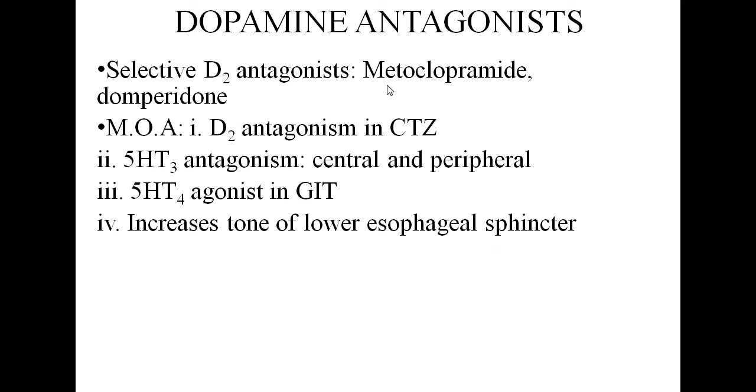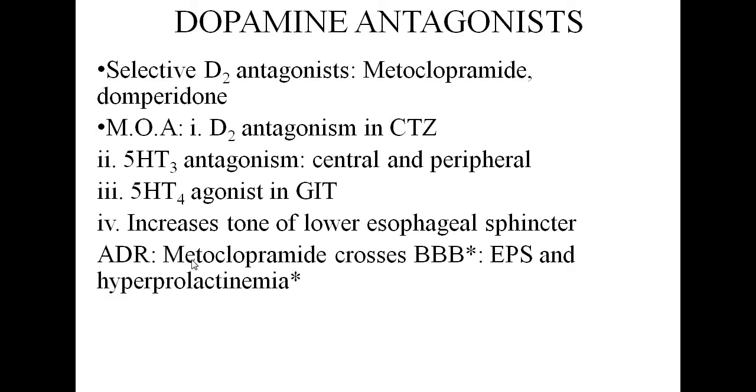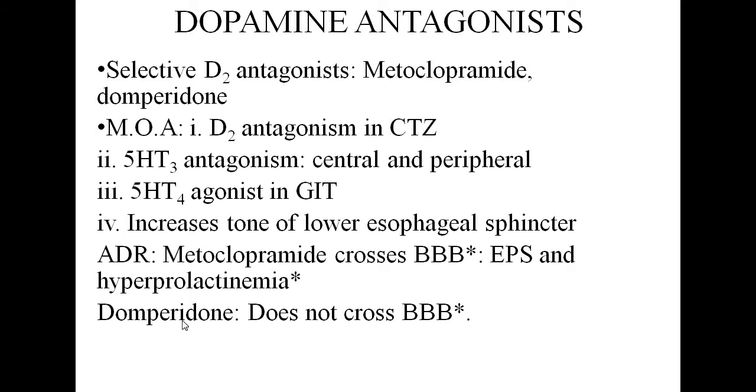Now one of the major differences between metoclopramide and domperidone is metoclopramide crosses the blood-brain barrier. Therefore, it can produce extrapyramidal symptoms or drug-induced Parkinsonism and hyperprolactinemia. Domperidone does not cross the blood-brain barrier, therefore it does not have this adverse effect of extrapyramidal symptoms.